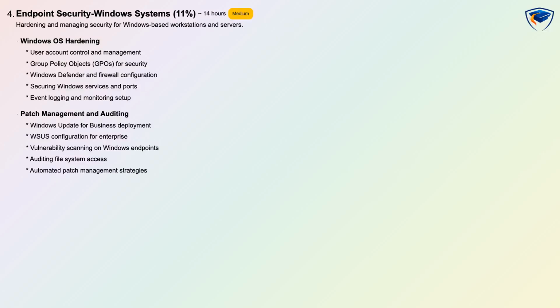Endpoint security for Windows systems accounts for 11% and focuses on hardening and managing Windows workstations and servers. Expect to learn User Account Control, group policy objects for security, Windows Defender and firewall setup, patch management with WSUS, vulnerability scanning, and event logging and auditing. This medium difficulty area requires about 14 hours of study and combines hands-on tasks with conceptual assessment.